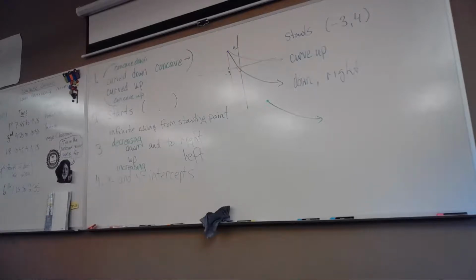And if they do not exist, what will you do? Anyone? What will you do? X and Y intercepts do not exist. You say? None. None. Good. Yeah, you say none. Here's why we do that.